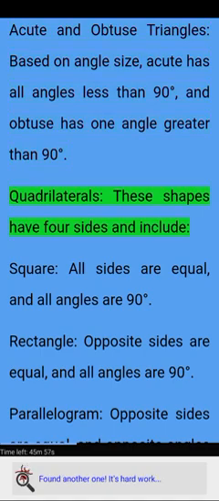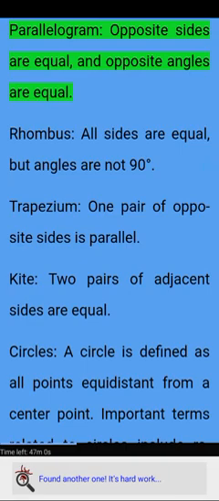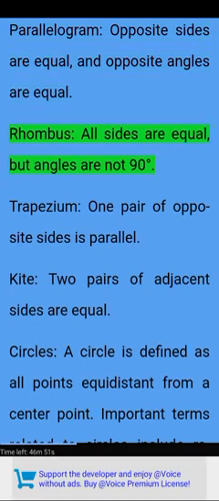Quadrilaterals. These shapes have 4 sides and include square. All sides are equal, and all angles are 90 degrees. Rectangle. Opposite sides are equal, and all angles are 90 degrees. Parallelogram. Opposite sides are equal, and opposite angles are equal. Rhombus. All sides are equal, but angles are not 90 degrees. Trapezium. One pair of opposite sides is parallel. Kite. 2 pairs of adjacent sides are equal.